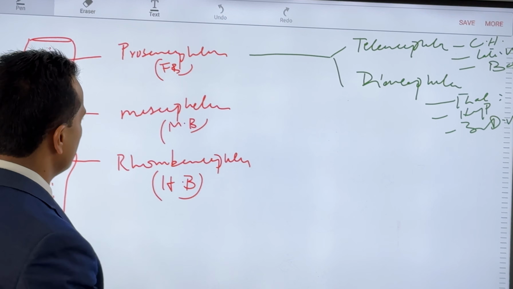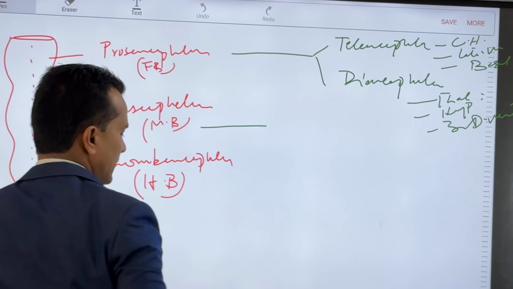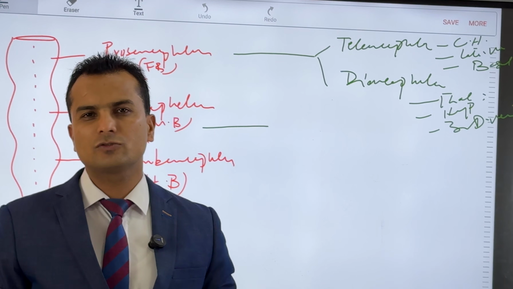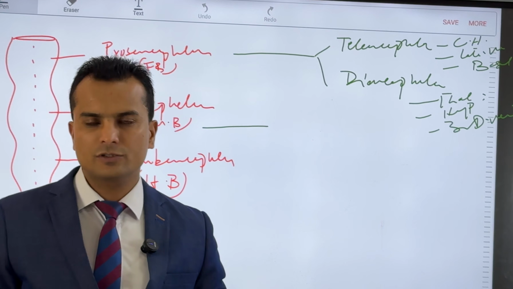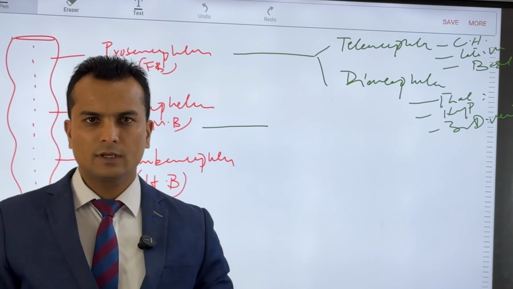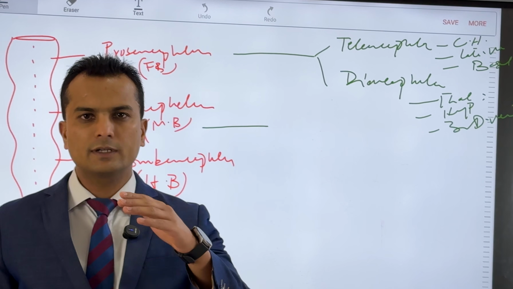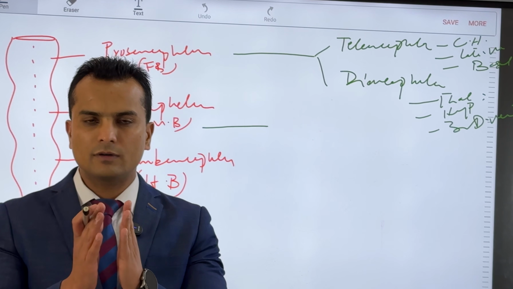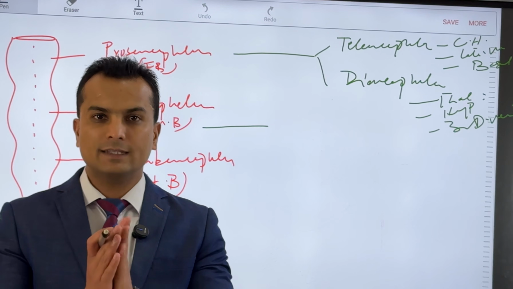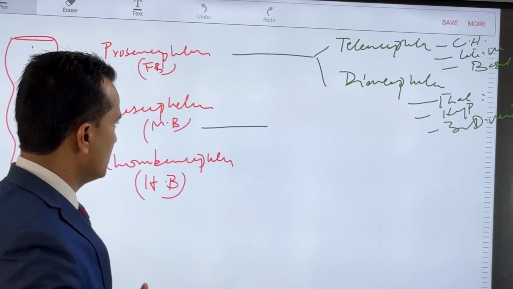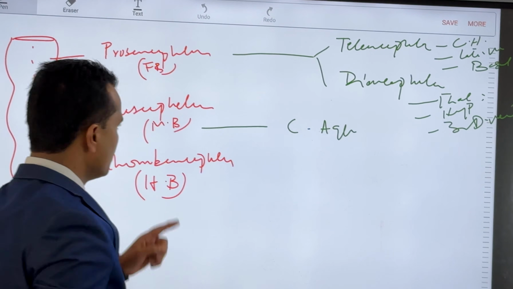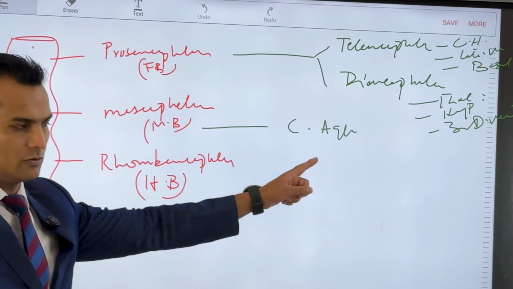So what are the structures in the mesencephalon? If you remember, when we discussed the CSF, the ventricular system of the brain and the subarachnoid space, I mentioned that the third ventricle is connected to the fourth ventricle with the help of a small aqueduct called the aqueduct of Sylvius or the cerebral aqueduct. So the cerebral aqueduct is present in your midbrain, in the mesencephalon.